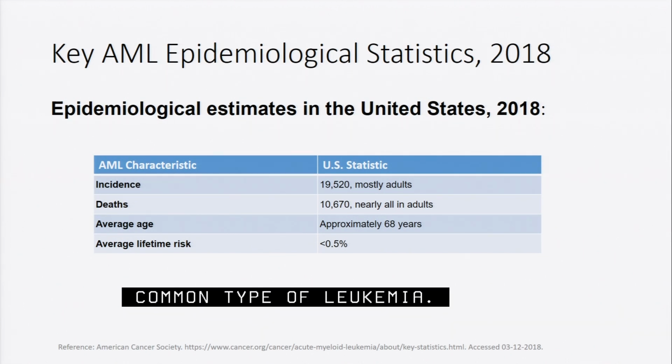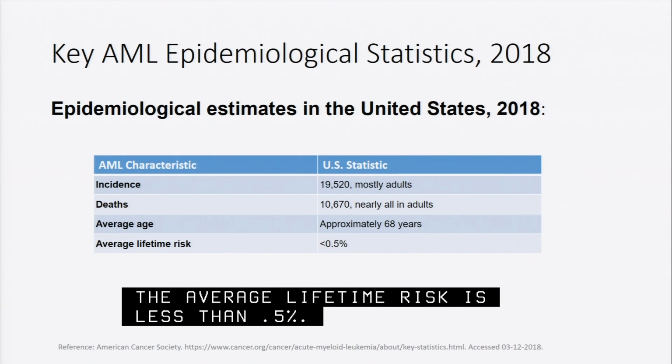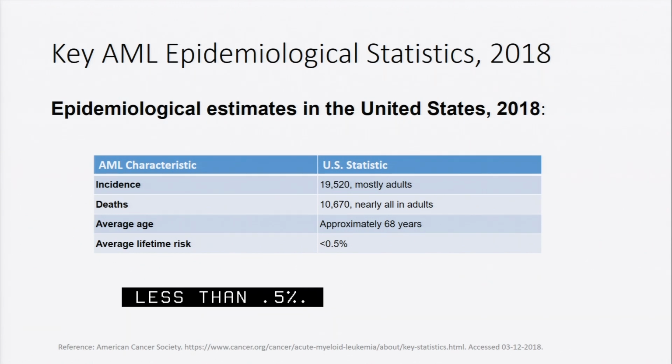A few more epidemiological stats. Average age at onset is 68 years, and the average lifetime risk is less than 0.5%. However, with the incidence of 19,500 annually, over half of those patients are expected to die.